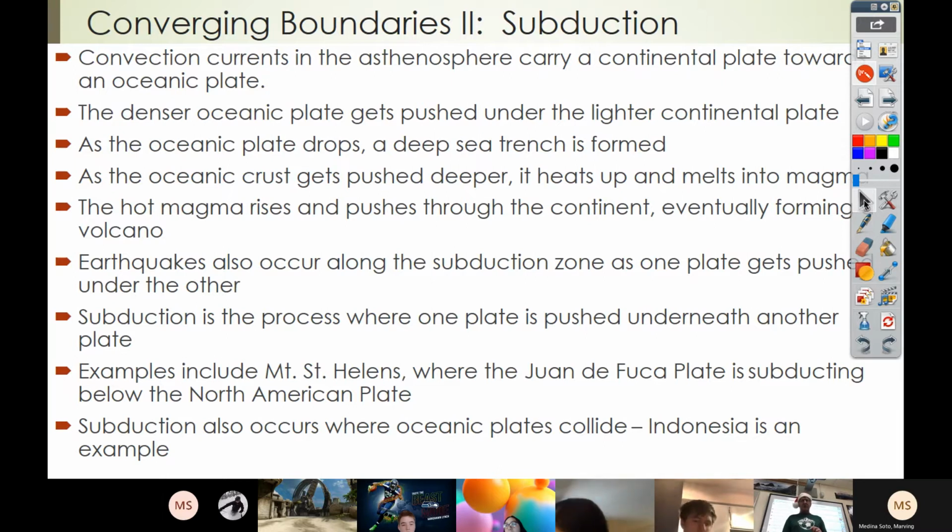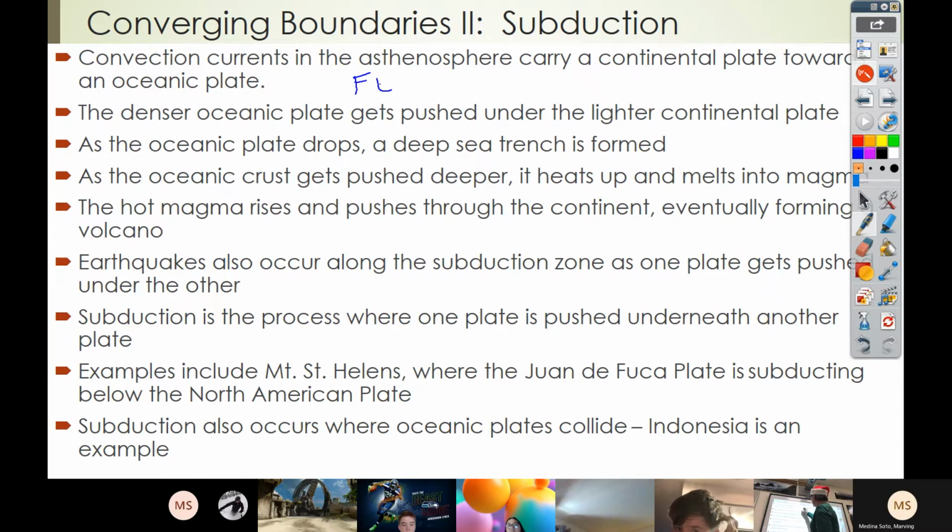Earthquakes also occur along the subduction zone as one plate gets pushed under the other. Subduction is the process where one plate is pushed underneath another plate. Examples include Mount St. Helens, where the Juan de Fuca plate is subducting below the North American plate. Subduction also occurs where oceanic plates collide. Indonesia is an example.